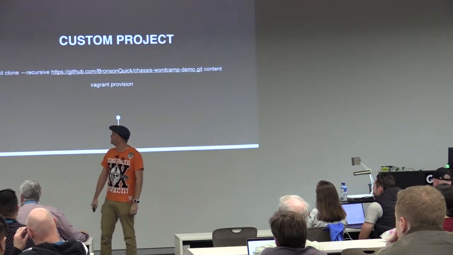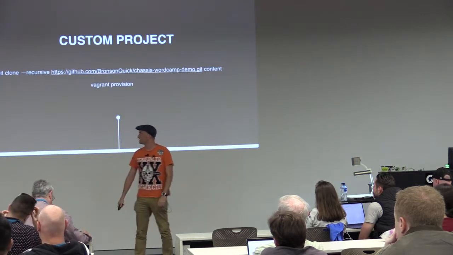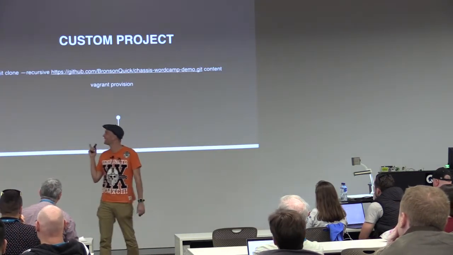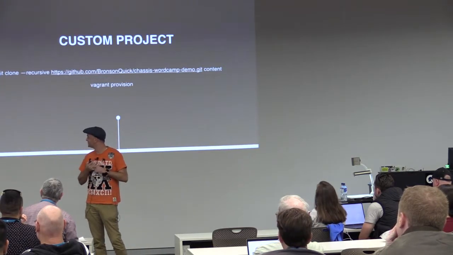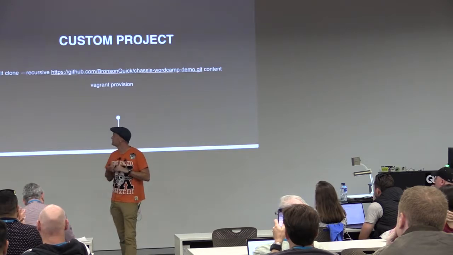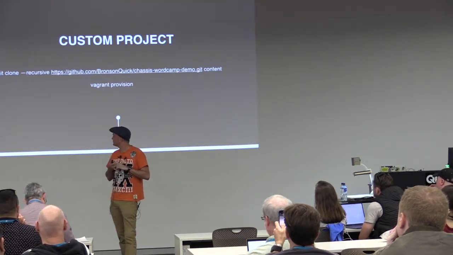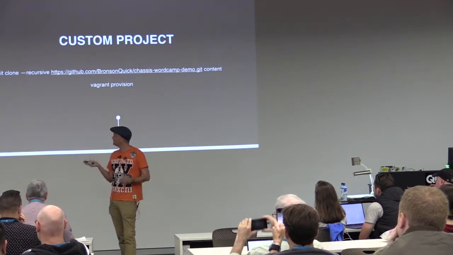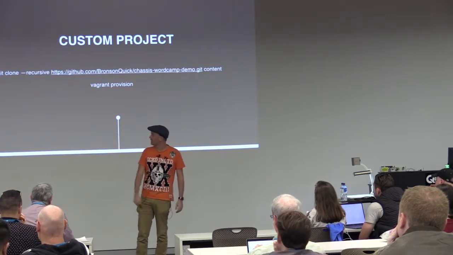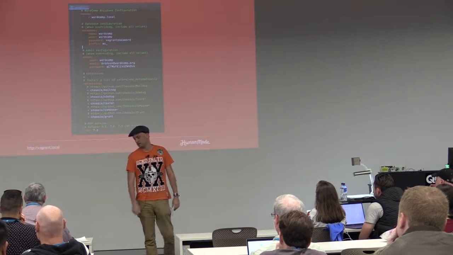Okay. So essentially, talk about a custom project. I did create a custom project earlier on for a demonstration to show how this works. If you go to that repository and pull that down into an existing Chassis project and run vagrant provision, some magic will happen, but I'll just quickly go through the file.